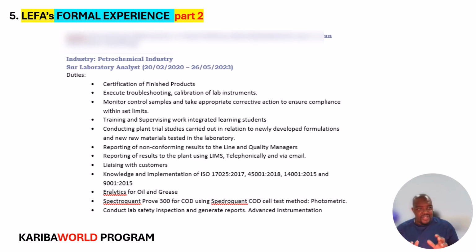We are now on Mr. Lefa's formal experience part 2. I'm coming to this part 2 because, in Mr. Lefa's introduction, all he had mentioned was, I'm a chemical analyst working in a laboratory, because he did not include the type of industries and all that. Only when I went into the body of his resume in terms of formal experience, then I pick up, oh, he also worked in a petrochemical industry.